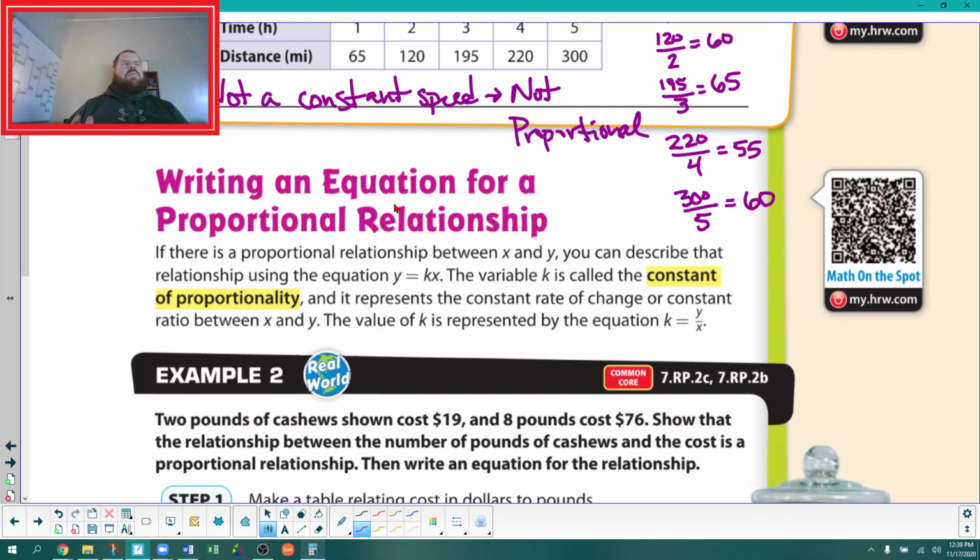But if there is a proportional relationship, then we can describe that relationship using the equation y equals kx, where k is what we call the constant of proportionality. And it represents the constant rate of change, or the constant ratio between x and y. And that x and y ratio being y over x.